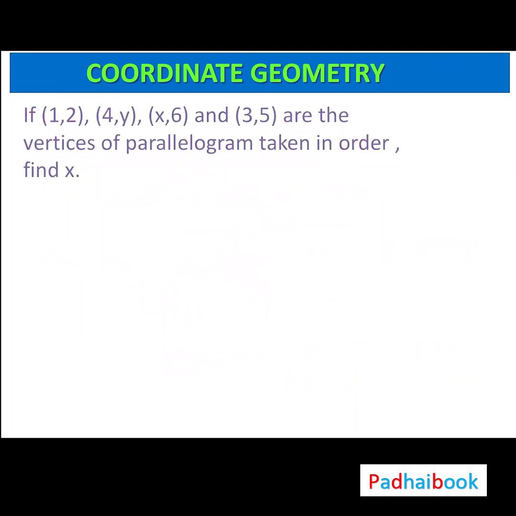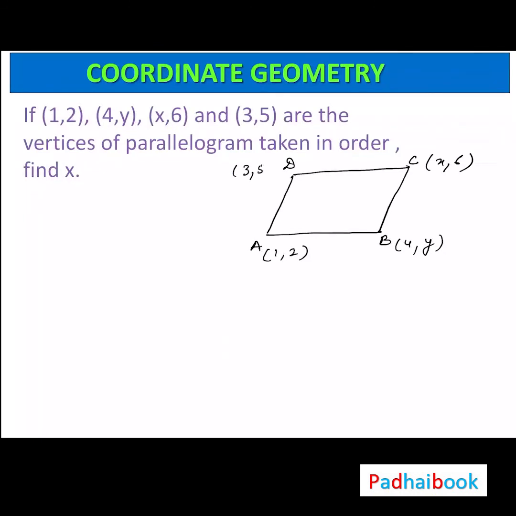(1, 2), (4, y), (x, 6) and (3, 5) are the vertices of a parallelogram taken in order. We have to find x. So I am given a parallelogram where the vertices are given in order A, B, C and D. What do I mean by taken in order? That means I cannot change the order of these vertices. So the coordinate C will be (x, 6) and the coordinate D is (3, 5).